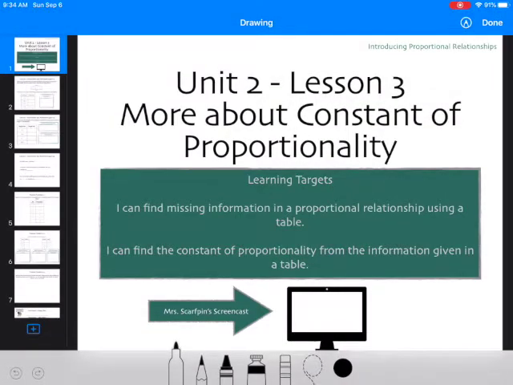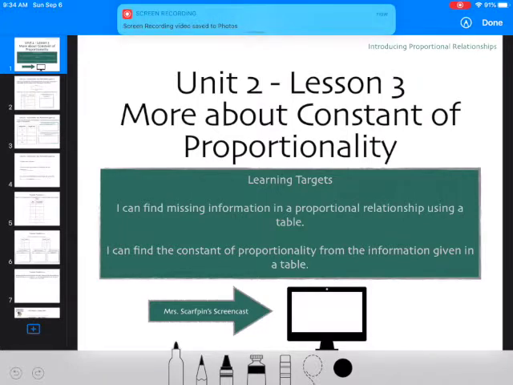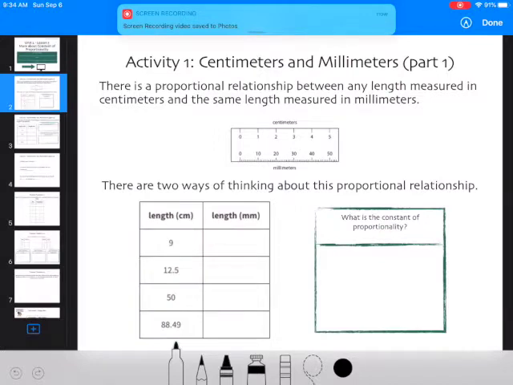Unit 2, Lesson 3, more about the constant of proportionality. I can find missing information in a proportional relationship using a table. I can find the constant of proportionality from the information given in a table. So let's take a look at our first one.